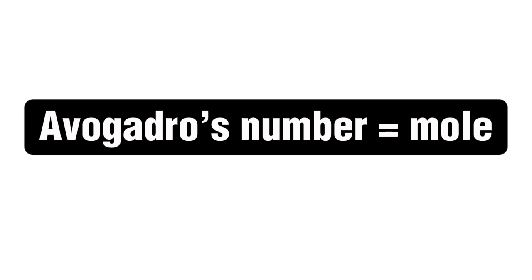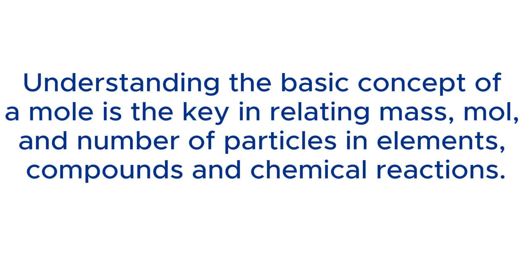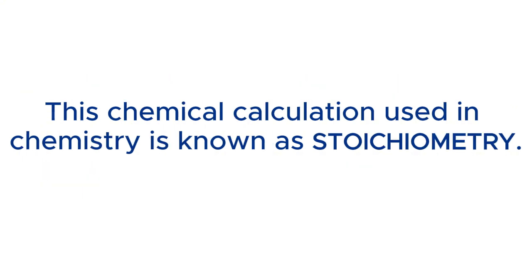In counting the number of atoms, we use a constant number called Avogadro's number, which is equivalent to a mole. Understanding the basic concept of a mole is the key in relating mass, mole, and number of particles in elements, compounds, and chemical reactions. This chemical calculation used in chemistry is known as stoichiometry.